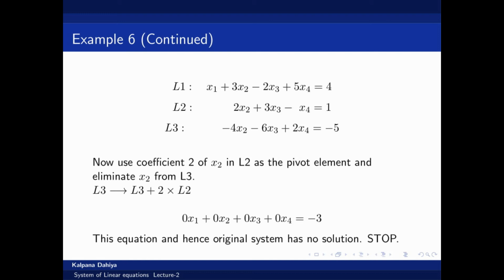equation. When we apply this operation, we will get the following equation: 0 times x1 plus 0 times x2 plus 0 times x3 plus 0 times x4 equal to minus 3. Where these x1, x2, x3 and x4 are real numbers. So if we see this equation, left hand side is always 0 and right hand side is minus 3, which is not possible. So we say that this system has no solution and we just stop the process here.